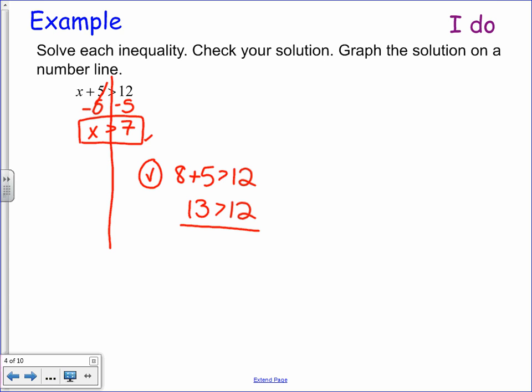And then it also asks you to graph the solution on a number line. So we're going to draw our number line. Your number in the middle is 7, then 8, 9, and 6, 5. This is going to be an open circle on 7. Shade it to the right.